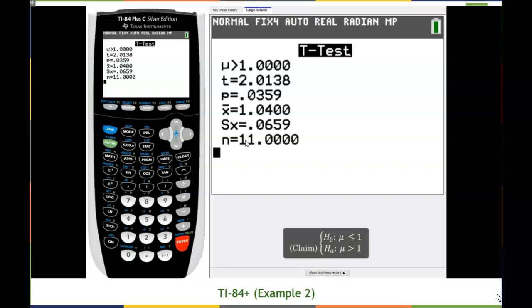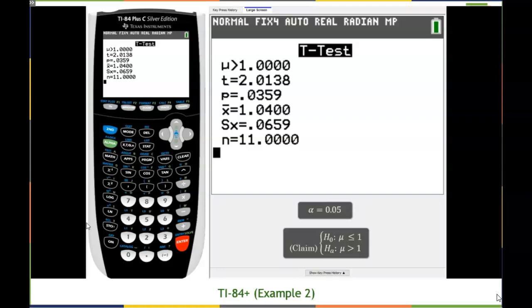We are comparing our p-value to our alpha value. Our p-value is 0.0359. Our alpha is 0.05. Because our p-value is less than the alpha value, we must reject the null hypothesis. So it's reasonable to say that our data supports the claim because our claim was actually an HA.